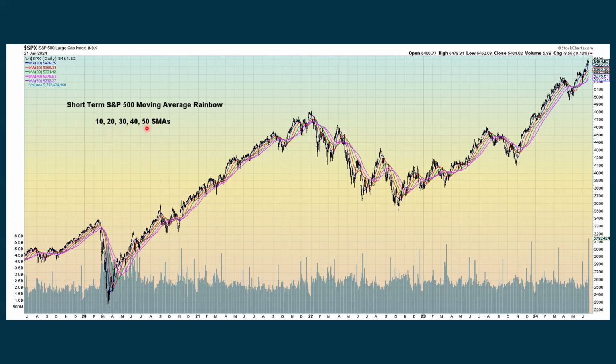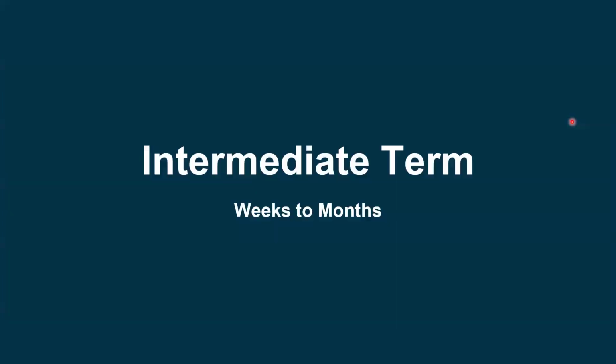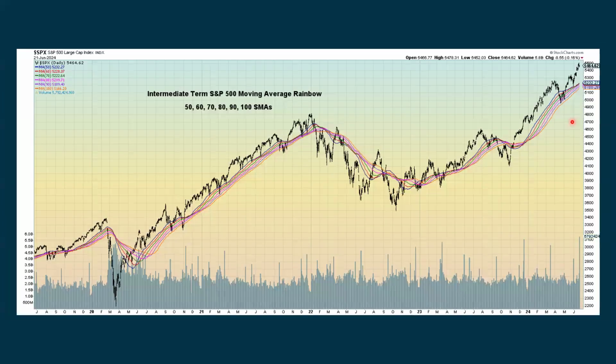But I like to look at this chart in total. It goes back into 2019. And we can kind of get a big picture look here at the short-term trend. And we see that the lines are going up and price is still above the lines. So this means that the short-term trend is still positive. Then I have some intermediate term charts, same type of thing here, except we're going from 50 periods up to 100 periods. We're also well above the lines. The lines are going up, so this means the intermediate term trend is still positive.